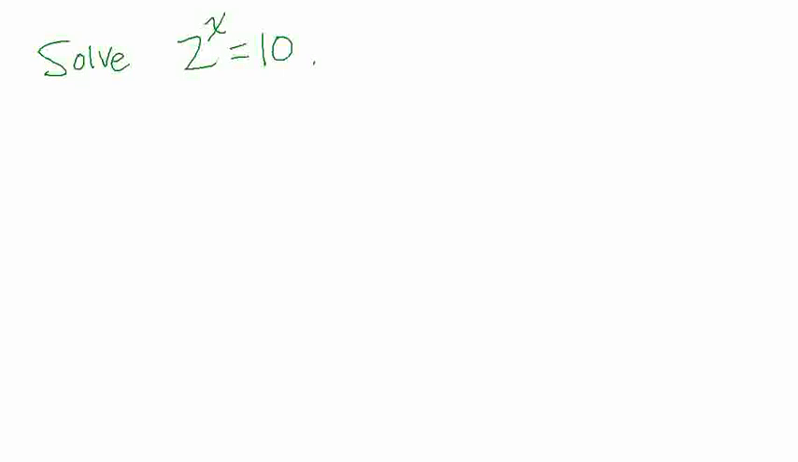Why don't we take the natural log of both sides? You can take the log with respect to any base, but just for the sake of using the natural log, I'm going to use that one. Okay, so the natural log of 2 to the x is equal to the natural log of 10. Why do we know that? Because we know that anything you do to one side, if you do it to the other side, the equation will still be satisfied.